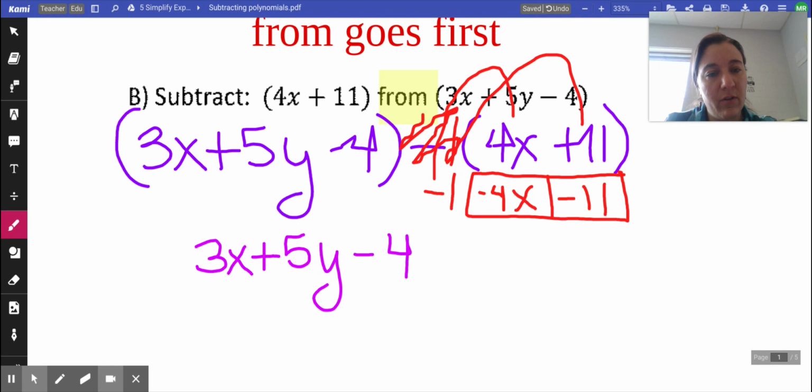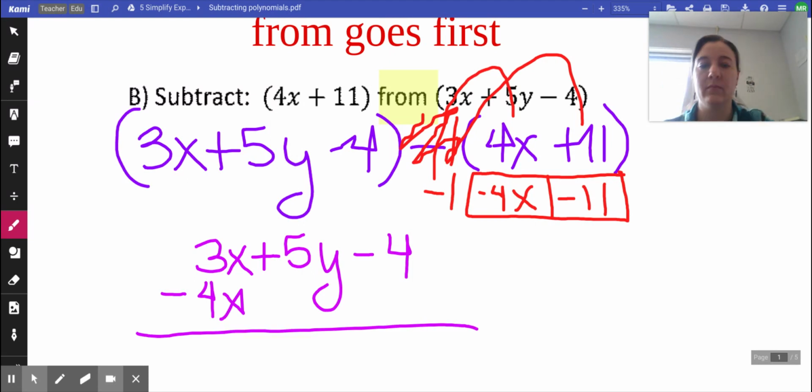So negative 4x is like which term? It's like this one, the 3x. So I'm going to line them up. And the negative 11 is a constant. It's constantly negative 11. It never changes. It never varies. It doesn't have a variable. So the negative 11 is a constant, and so is the negative 4. So that's why I've lined them up.